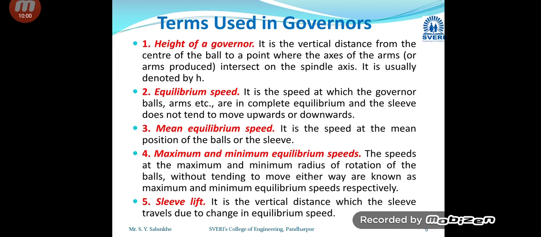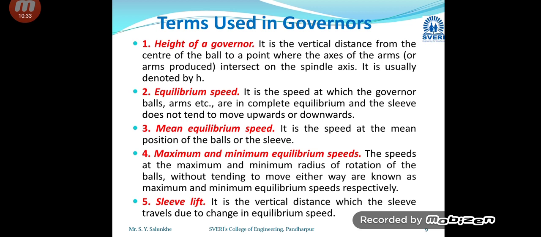Hence we can say that the governor is in equilibrium condition. Though the governor is rotating, it is called dynamic equilibrium because the governor is in motion and hence in a dynamic condition. That's why the equilibrium we achieve, between centrifugal force and sleeve weight, is called dynamic equilibrium. Simply, the speed at which all these things are in equilibrium is the equilibrium speed.